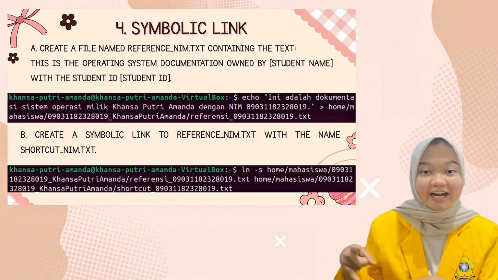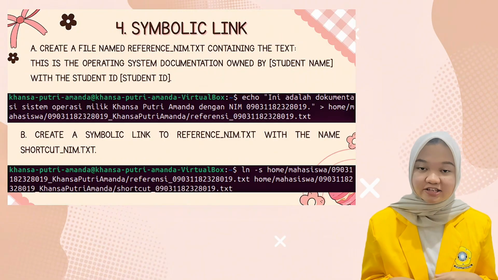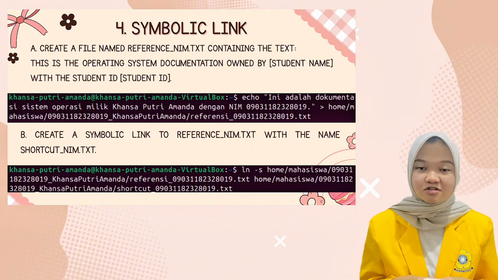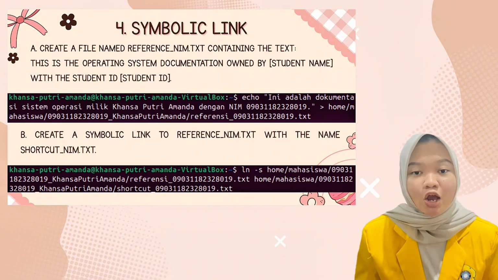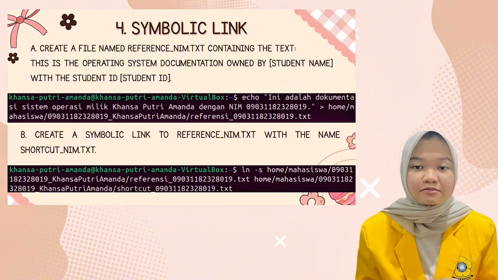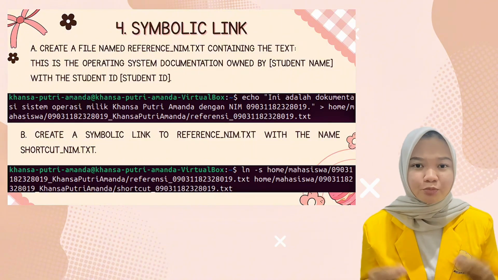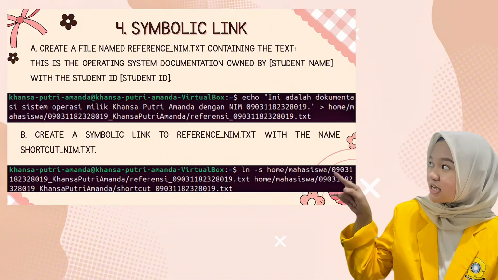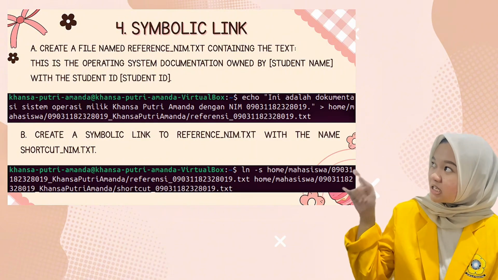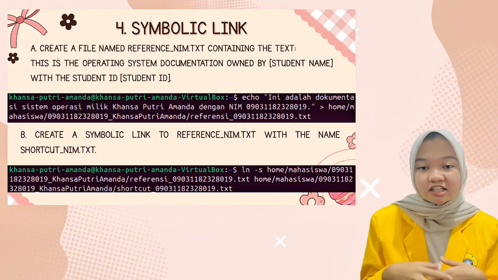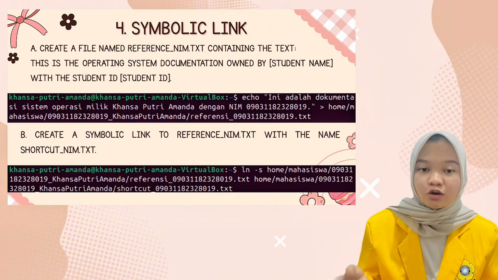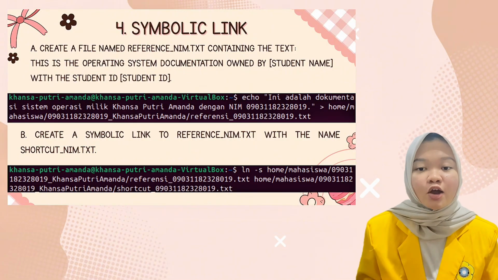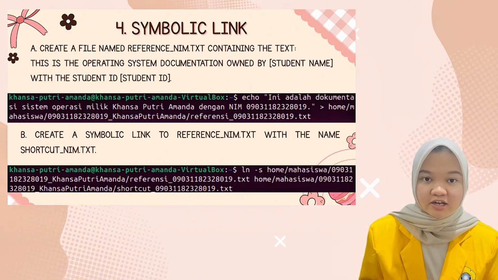Part B. Create a symbolic link to reference_name.txt with the name shortcut_name.txt. We create the symbolic link named shortcut_name.txt that points to reference_name.txt. Use the command ln -s as in this PowerPoint. This is like creating a shortcut in Windows, so the shortcut txt file will always point to the original file.